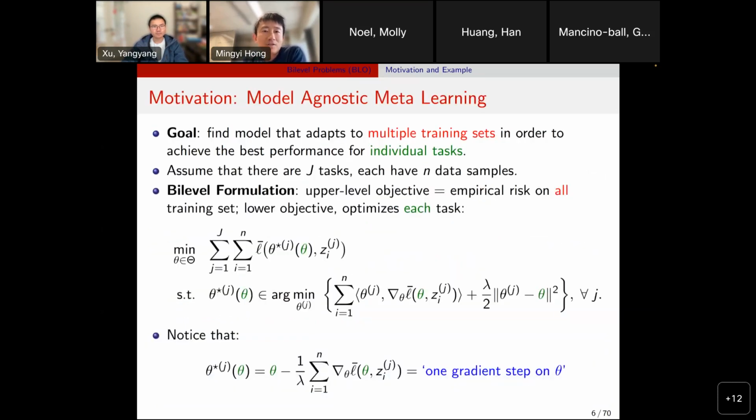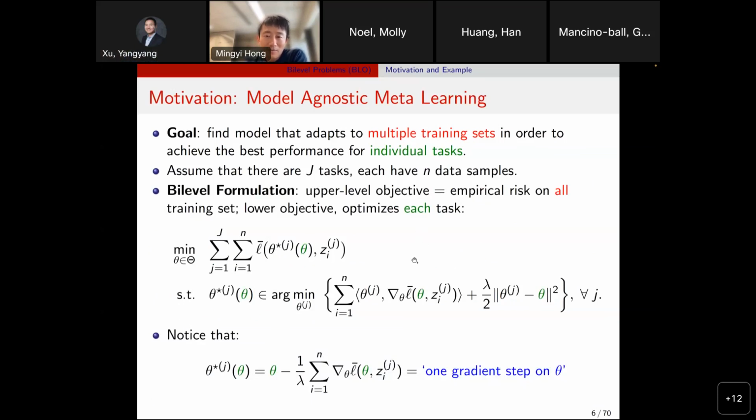All right. So one application of this is the meta learning problem. Here the goal is to adapt to multiple training data sets in order to achieve the best performance for individual tasks. So you have a central problem, but then you have multiple different tasks. You want to adapt to different individual tasks. So here we have J tasks and data samples.